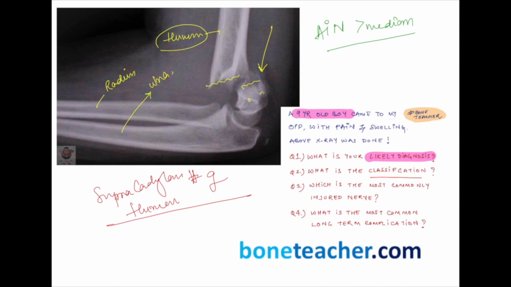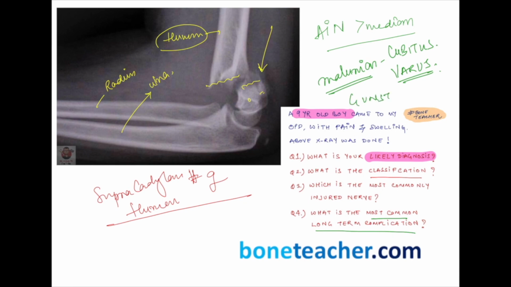Now looking at the fourth question, what is the most common long-term complication? You see, the most common complication or the most common long-term complication of supracondylar humerus fracture is malunion. And which type of malunion? A malunion known as cubitus varus, also known as gun stock deformity.